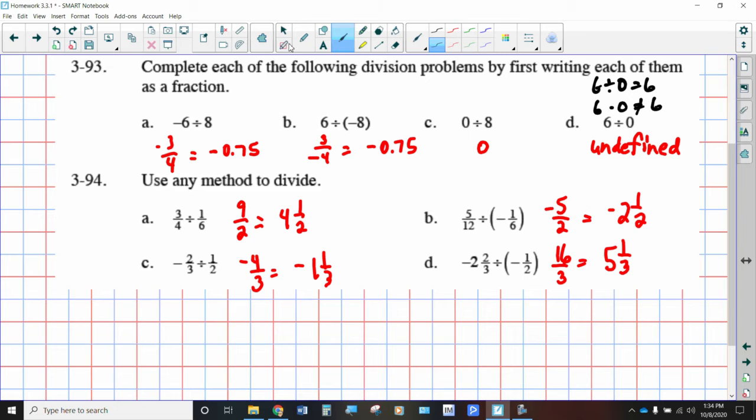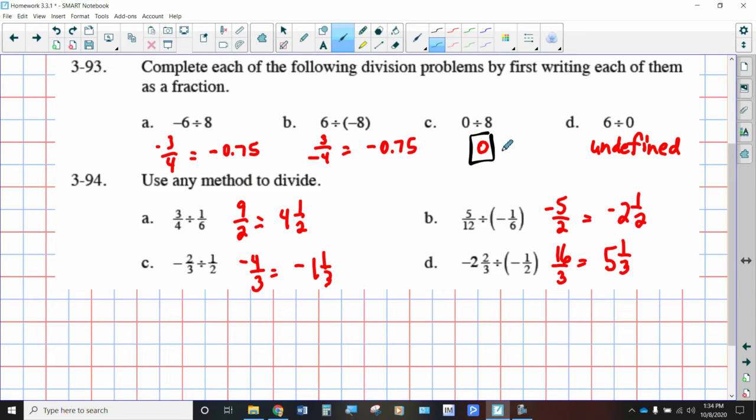What is going on here? Well, what is going on is this is not allowed in mathematics. It is considered undefined. Now, let me explain this. The number 8, how many 8s can you fit into the number 0? The answer is none. You can't fit any 8s into the number 0. So your answer is 0.